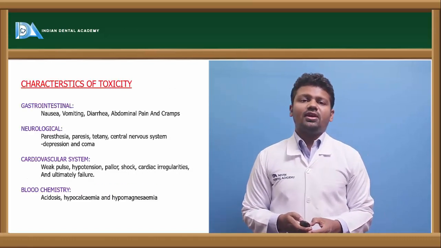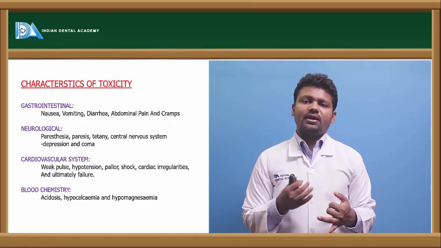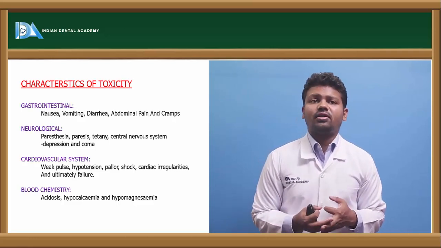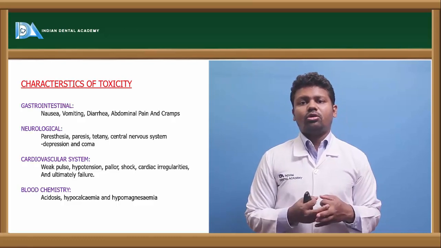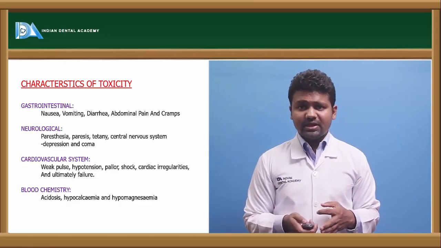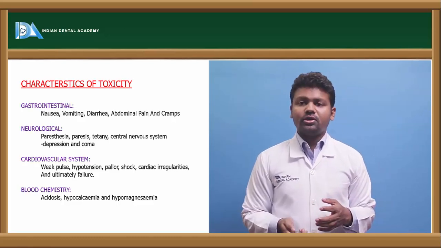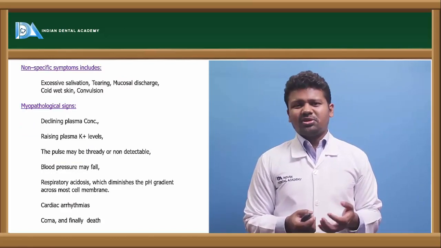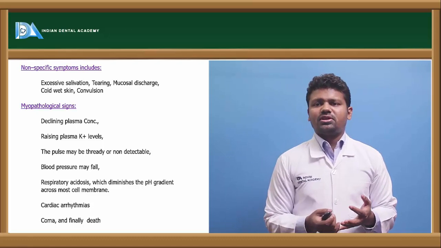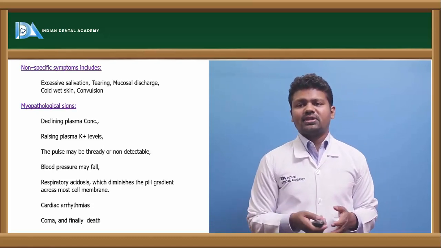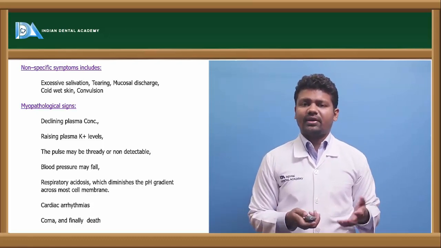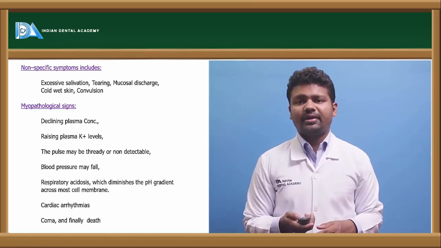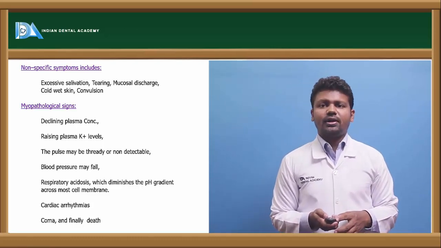Characteristics of toxicity: it can affect you gastrointestinally, it can affect you neurologically, and it can affect the main function. The acute form will block the cellular metabolism, and it can lead to death also. Non-specific symptoms include excessive salivation, tearing, mucosal tear, myopathic signs, cardiac arrhythmias, coma, and, as I mentioned earlier, it blocks the cellular metabolism and can finally lead to death.